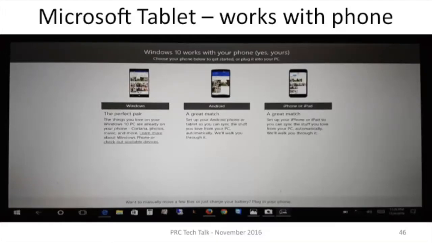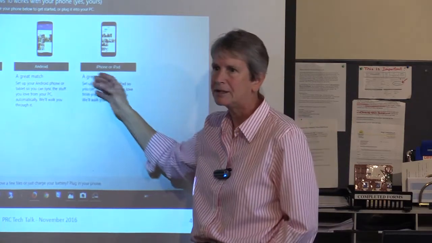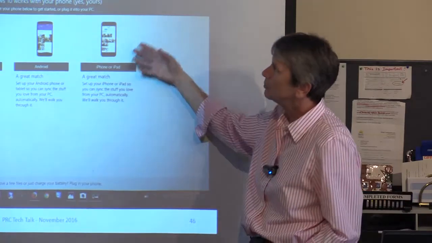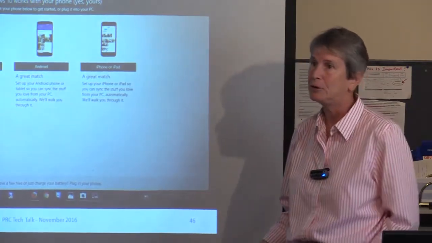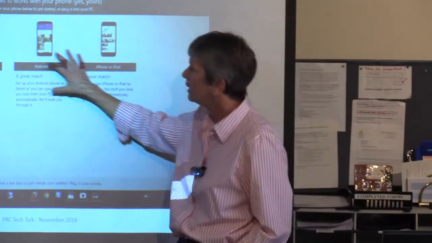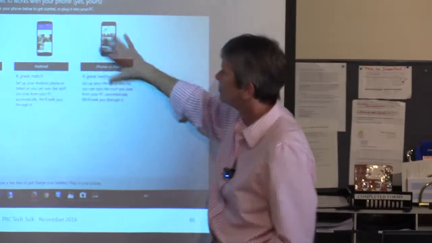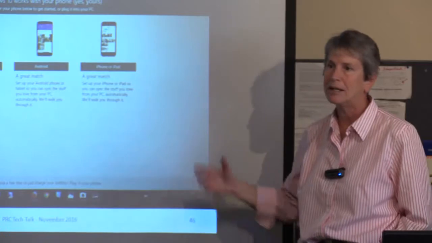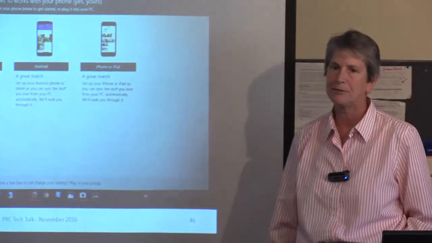I thought this was interesting. I ran across this as I was playing with the Windows 10 tablet. It actually says Windows 10 works with your phone, no matter what kind of phone you have. If you have a Windows phone, it says it's the perfect pair. If you have an Android phone or an iPhone, it says it's a great match, and Windows will help you figure out how to work with those. Obviously, Windows has a very small market share in the phone market, so they want to make sure that people know that they're very capable of interoperating and being compatible with all those different types of phones and other devices.